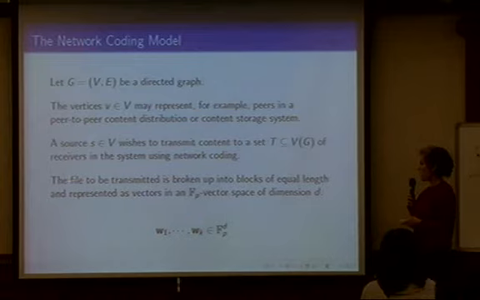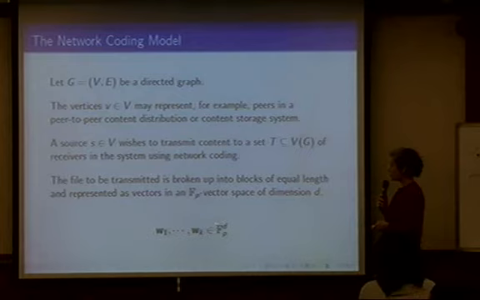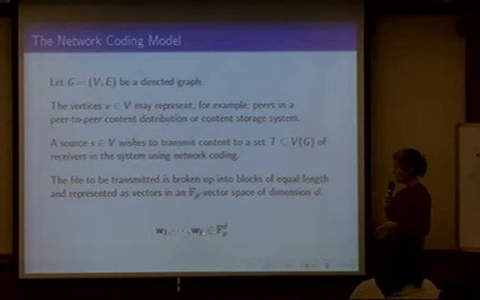And the file to be transmitted is broken up into blocks of equal length. So it could be a very, very long file. But what you do is, in this case, we're going to encode it as vectors in F_p, a finite field of p elements, and there's going to be k vectors, each of length d. So k and d are very important in this scheme here. You'll see in the linear algebra in the next few slides. So k is the number of chunks that the file has been broken up into, and d is the length of each chunk.